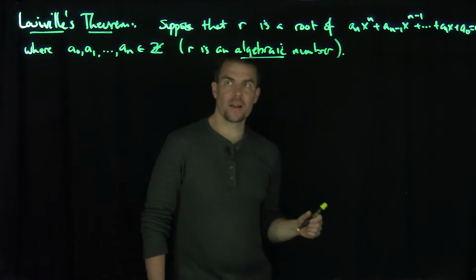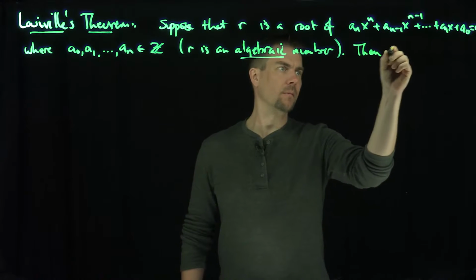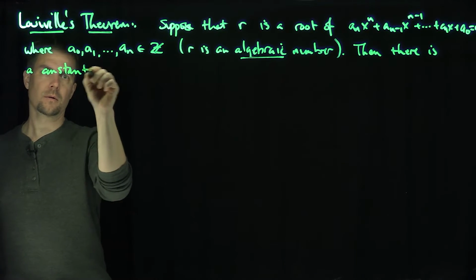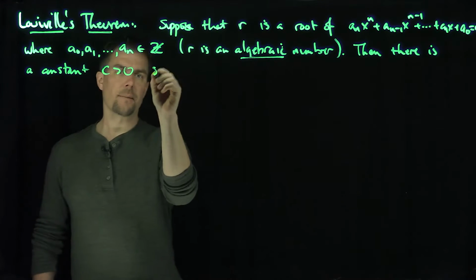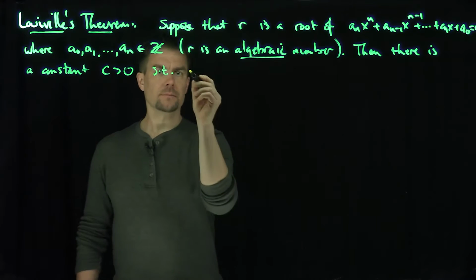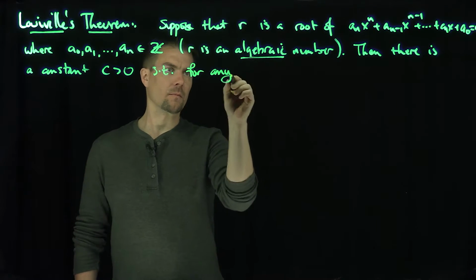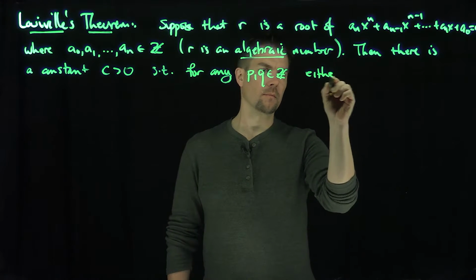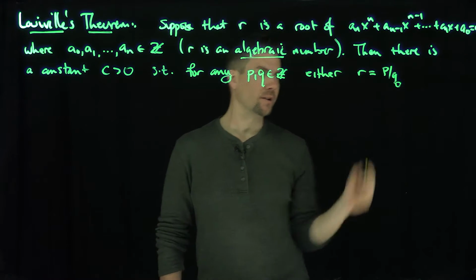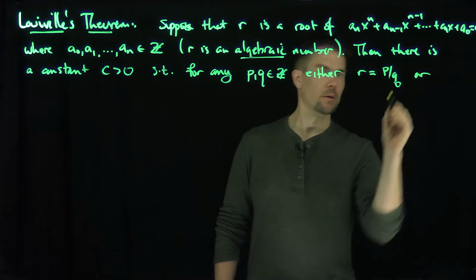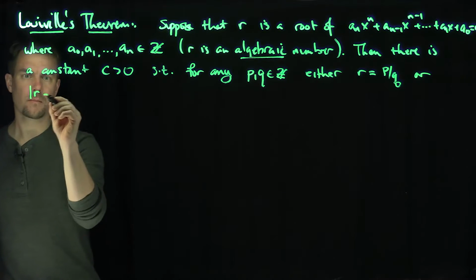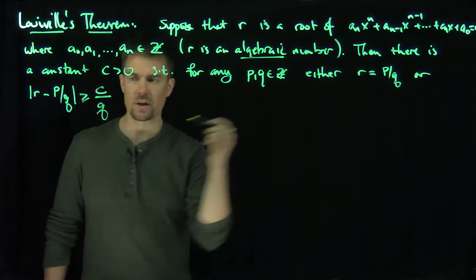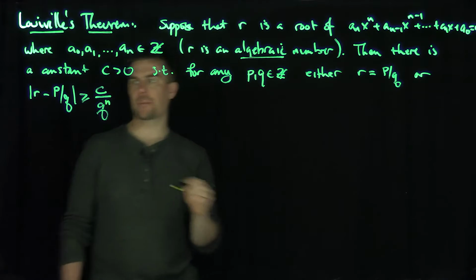Then there's a constant c greater than 0, such that for any p and q in Z, either r is equal to p over q, so either r is that rational number p over q, or |r - p/q| is bigger than or equal to a constant c over that number q to the degree of the polynomial, n. So either one of these two things happens over here, right?